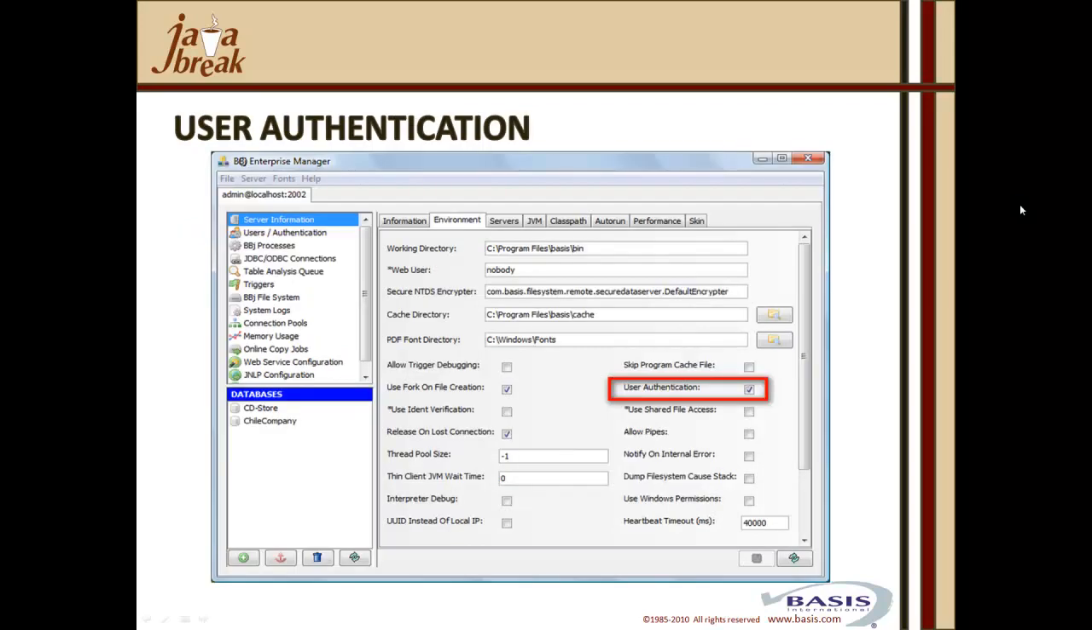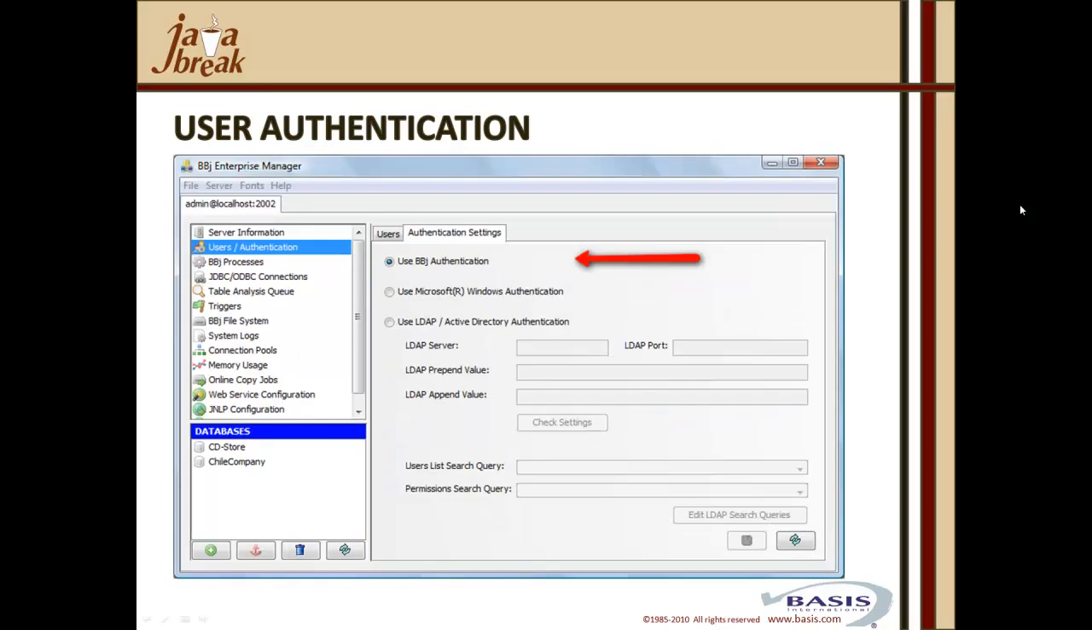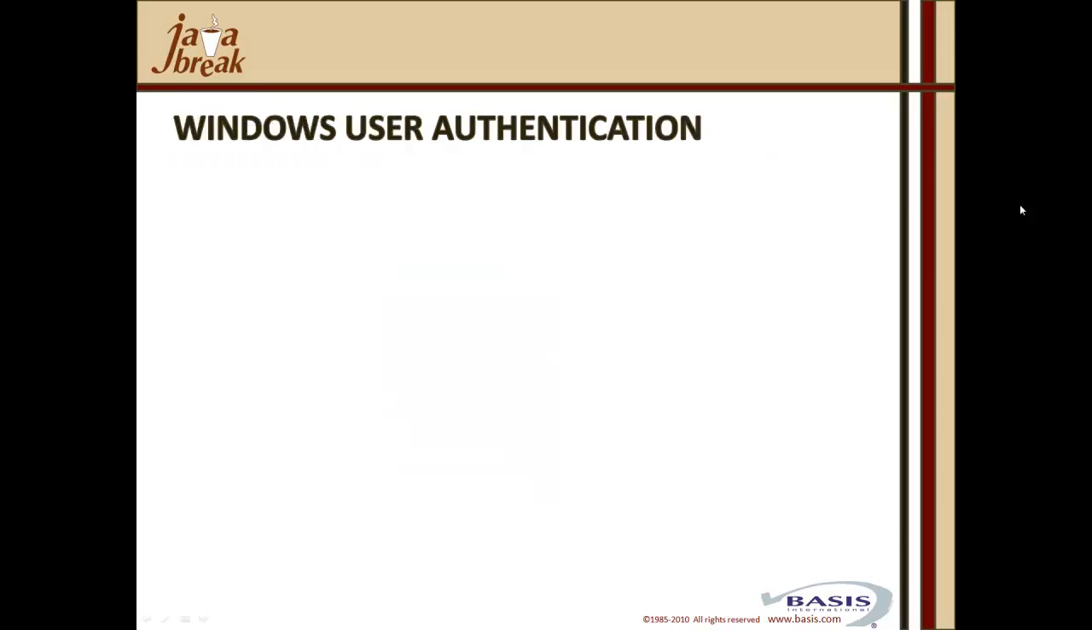So within the Enterprise Manager, we select the server information and check the tab for environment. We can switch on or switch off user authentication. And then within users and authentication, on the authentication settings tab, we have the choice of using BBJ authentication, using Microsoft Windows authentication, or using LDAP Active Directory authentication.